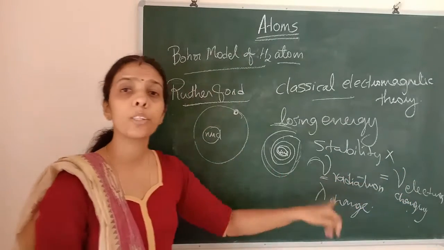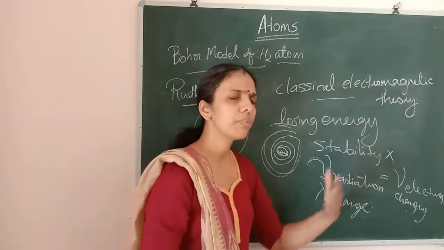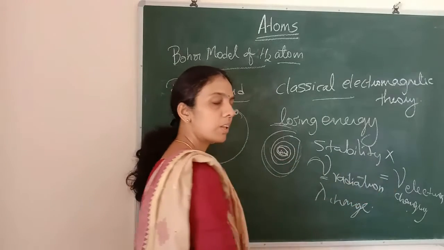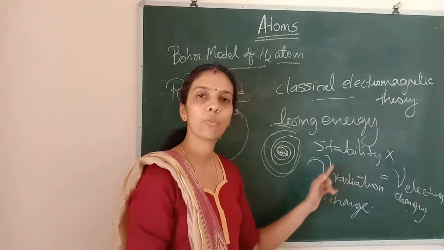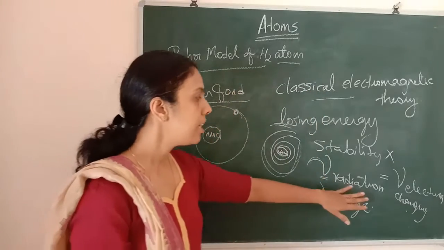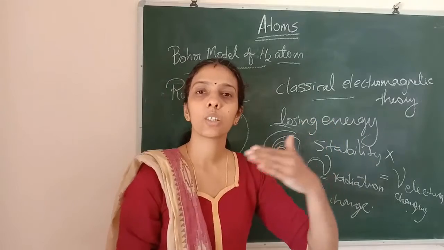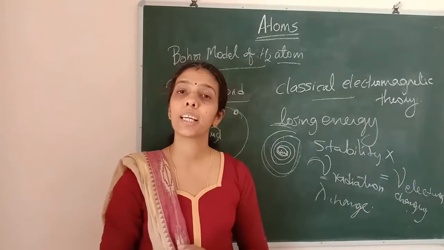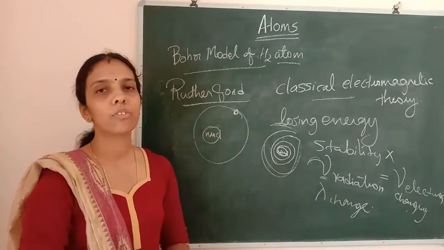The next point is that the frequency of radiation emitted will be equal to the frequency of the electron. The angular velocity of the electron will be changing when it is losing energy, so its frequency will be changing. Obviously that will equal the frequency of radiation as per classical electromagnetic theory, so the frequency of radiation also will be changing. Then we won't get a constant spectrum for the hydrogen atom. But actually this is not happening; we will always get a constant spectrum. So this is the dilemma in the case of Rutherford's atom model.